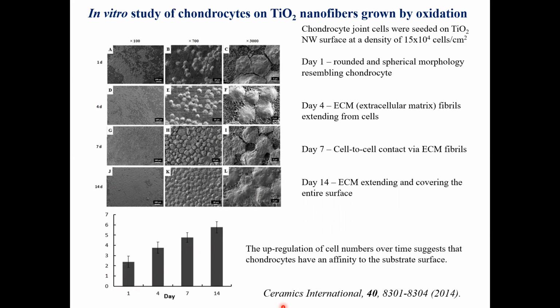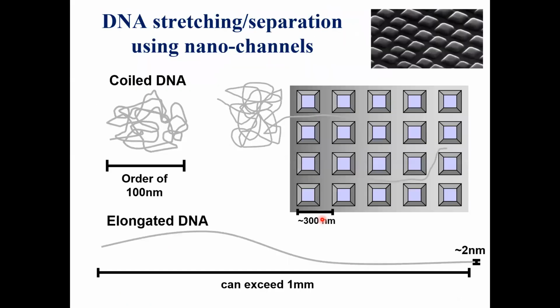And this upregulation of cell numbers over time suggests that the chondrocytes have an affinity to the substrate surface with nanofibers. So with the nano island that I showed you on the surface of YSZ, if you recall, here is an idealized view of that. There are clear nano channels in between nano islands.